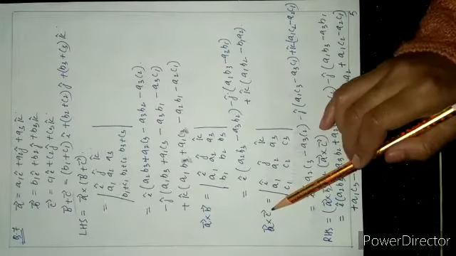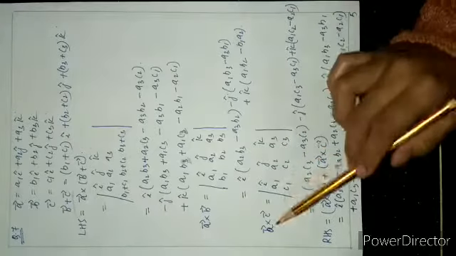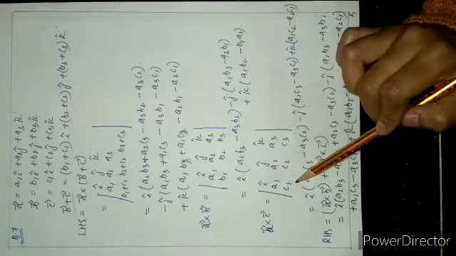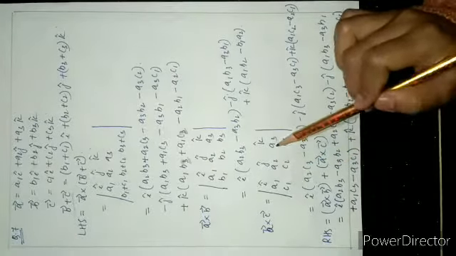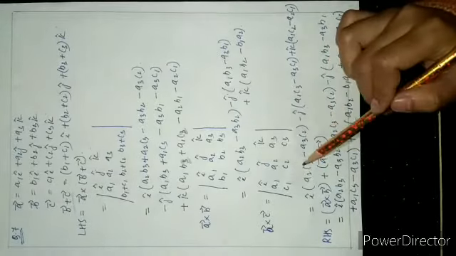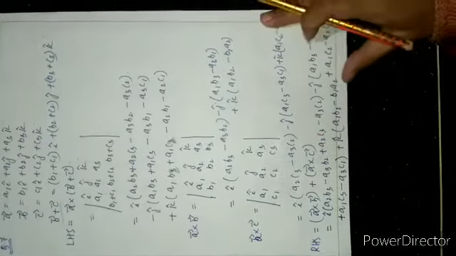Then find A vector cross C. I, J, K. First write the components of A, A1, A2, A3. Write the components of C, C1, C2 and C3. Expand using the rule: first row, first column A, first row, second column A, first row, third column A.